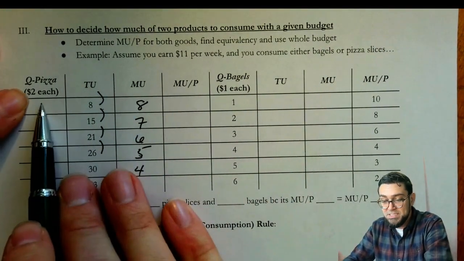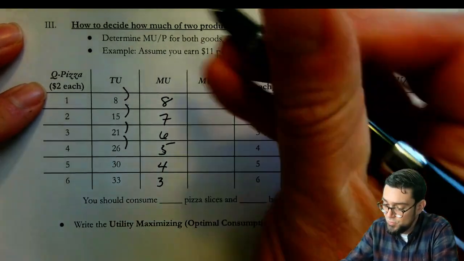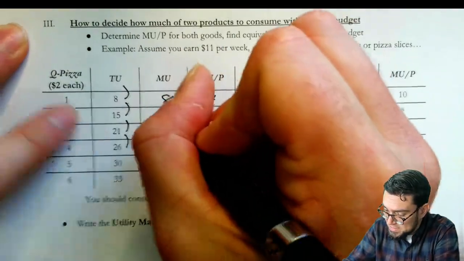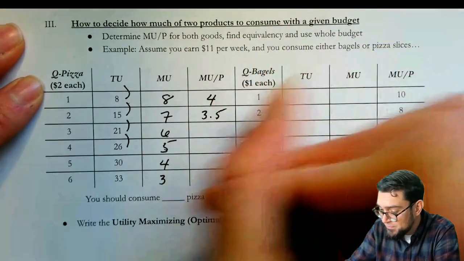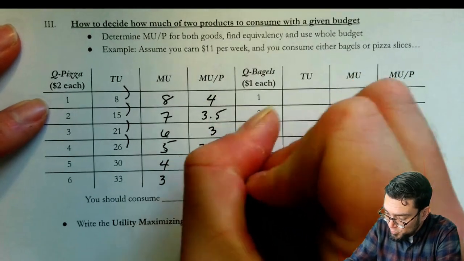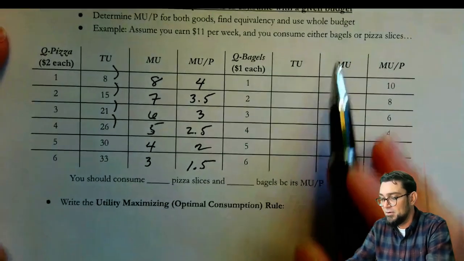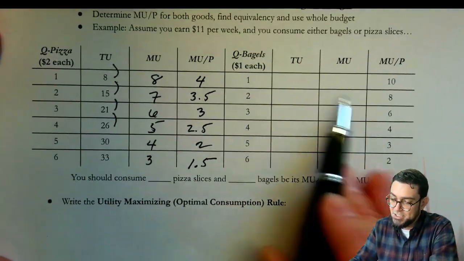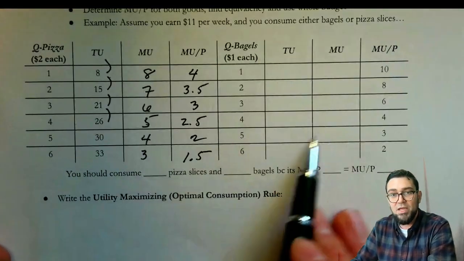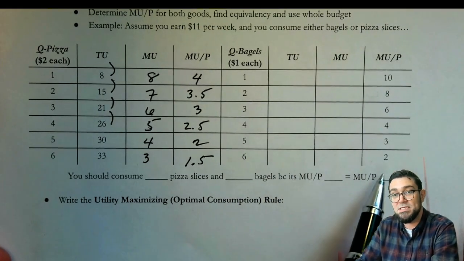And the price of pizza is $2. So 8 over 2 is 4. Then 7 over 2 is 3.5. 6 over 2 is 3. 2.5, 2, and 1.5. Now, for these values, I can actually work backwards and fill these out, but we don't really need them to be able to do the rest of this problem, right?